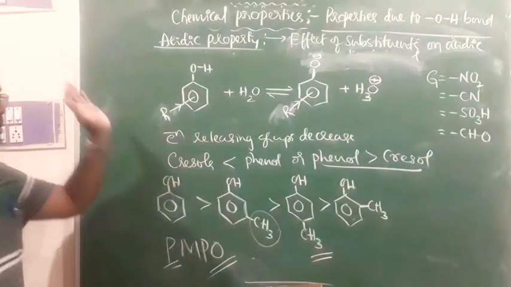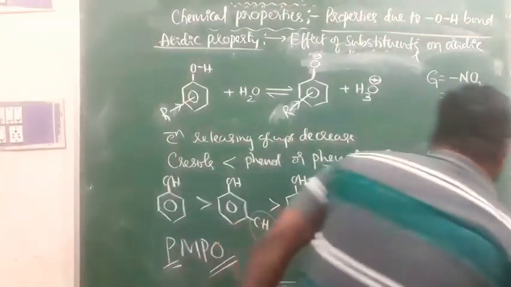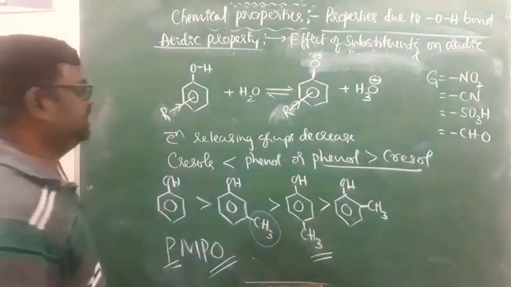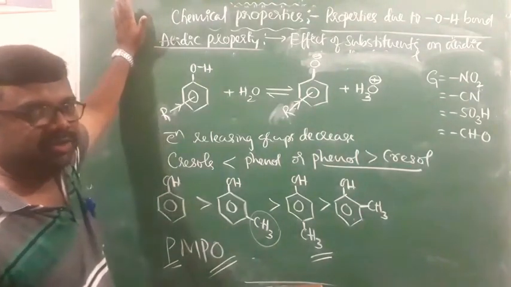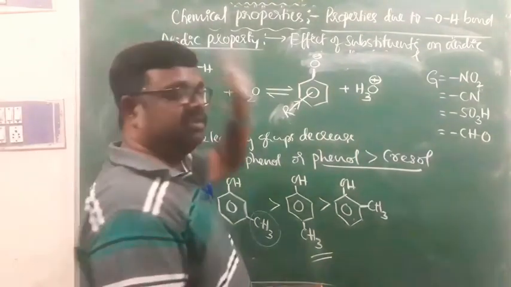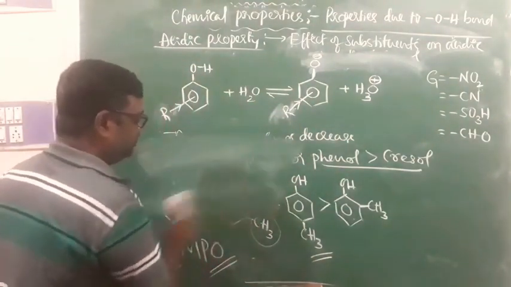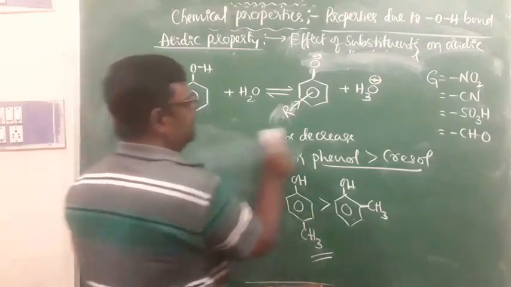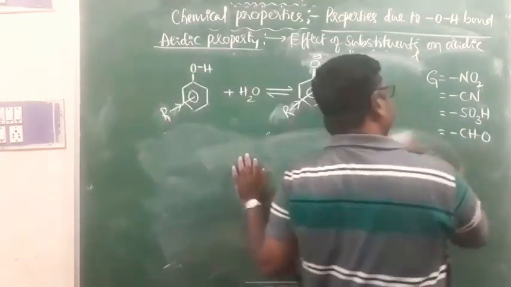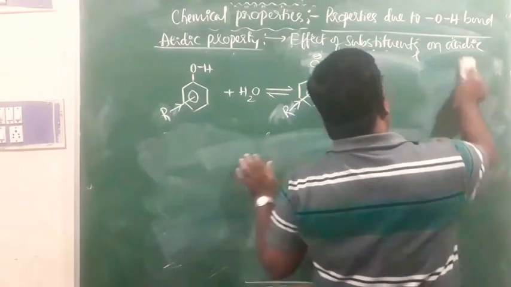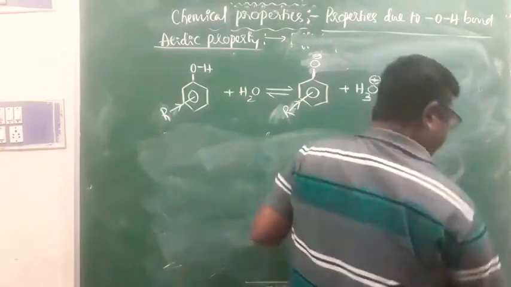So this is the acidic strength of cresols. So cresols are weaker acids than phenol, or phenol is more acidic than cresols. That is the effect of electron releasing groups on the acidic strength of phenol. That's all for now: electron withdrawing groups will increase the acidity of phenol by increasing the stability of phenoxide, whereas electron releasing groups decrease the acidic strength of phenol by decreasing the stability of phenoxide.